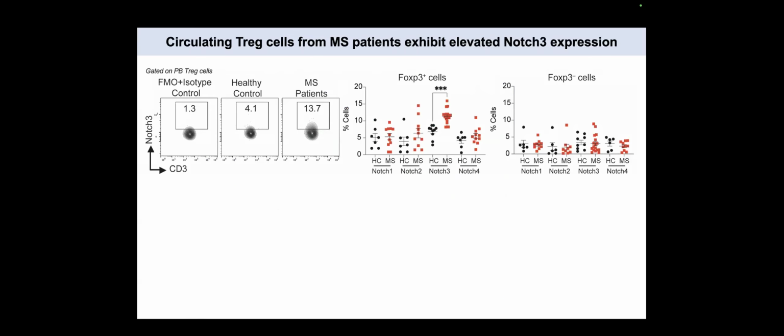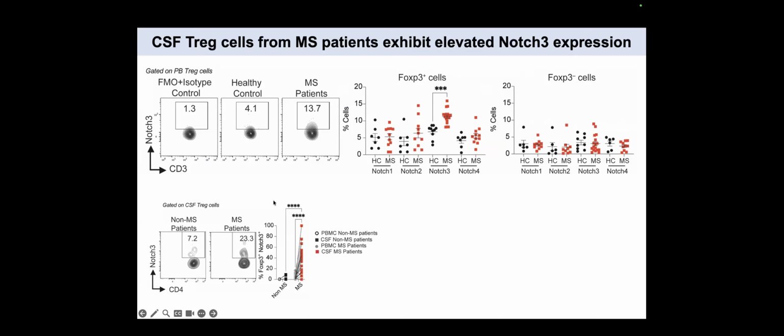Thanks to a collaboration with Violeta Jujevic in Paris and Raffaele De Palma in Italy, we had access to MS patients, and we first analyzed the expression of the different Notch receptors in the circulation. What we found, as you can see here in this FACS plot and this quantification, is that the only Notch receptor that is upregulated in MS patients is Notch3, and specifically in Tregs, because the T cells that don't express FOXP3 do not express any Notch. To go further, we had access to cerebrospinal fluid of these patients, and we also analyzed the expression of Notch3 in Tregs in those cerebrospinal fluid samples.